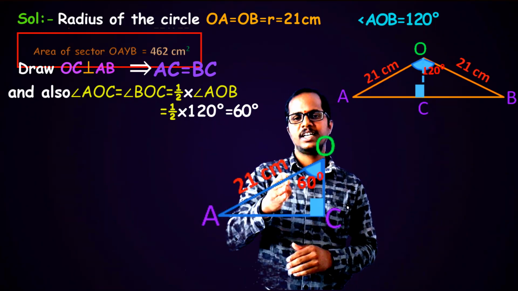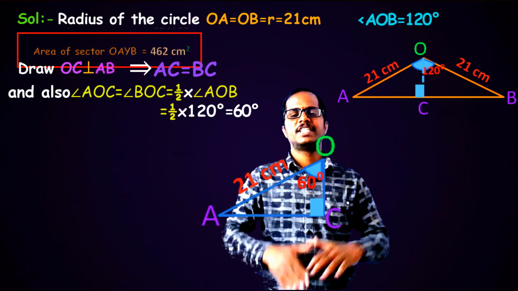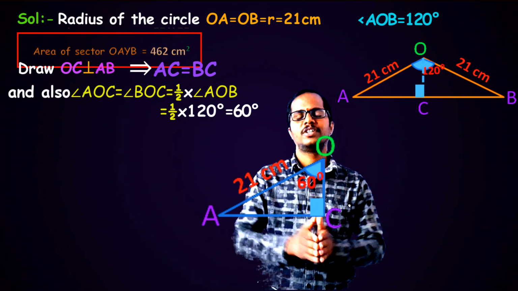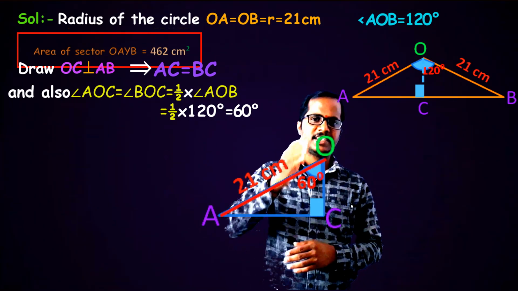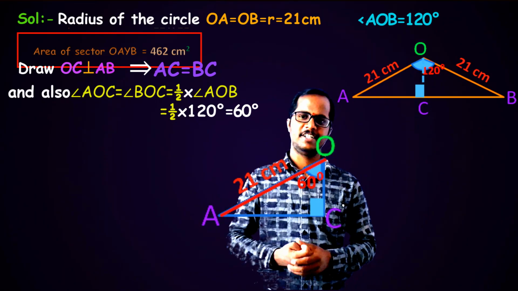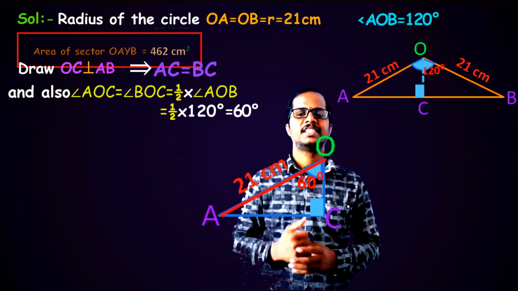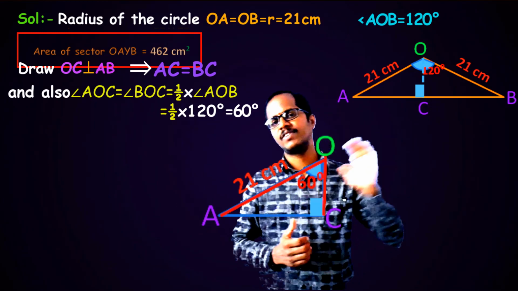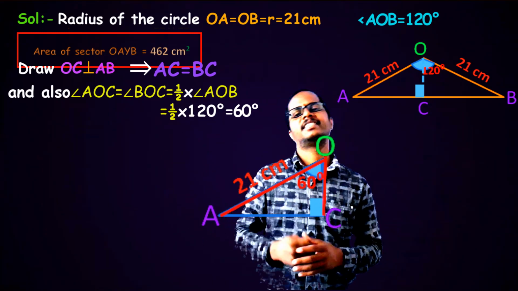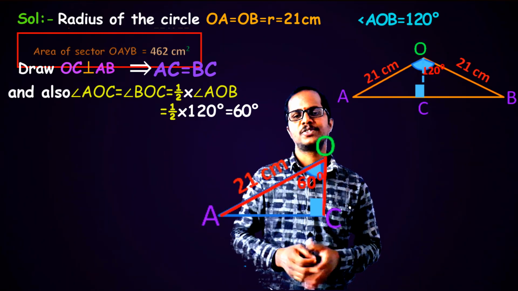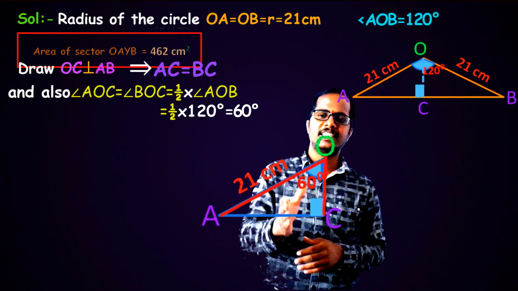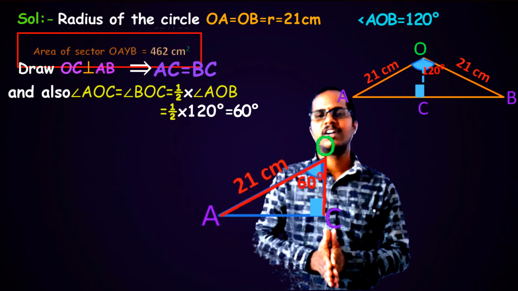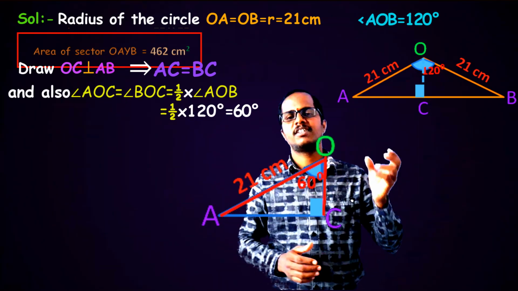So to find OC, let us use trigonometric ratios. Which trigonometric ratio is suitable for finding the length of OC? Here for the given angle 60 degrees, the required side OC is the adjacent side and the given side OA is the hypotenuse. So here we have the hypotenuse, which is 21 centimeters, and we need to find the adjacent side for the given angle 60 degrees. So we need to use the ratio between adjacent side and hypotenuse, which is nothing but the cos ratio. So let us take the cos trigonometric ratio.